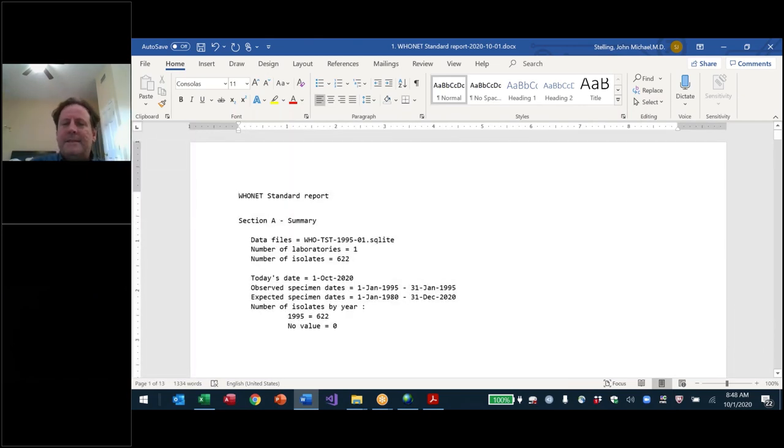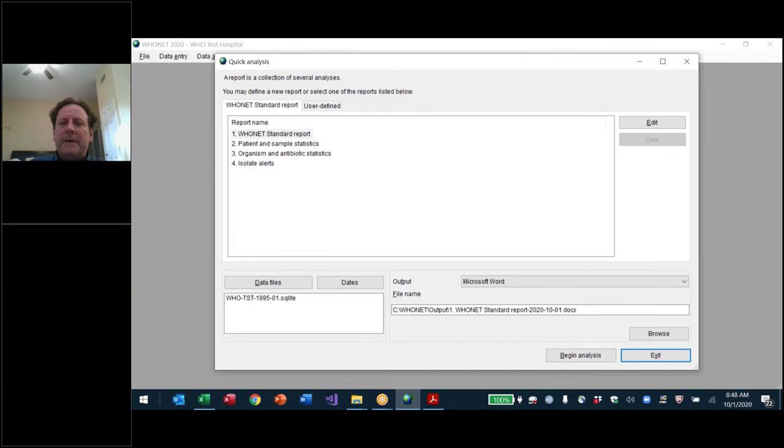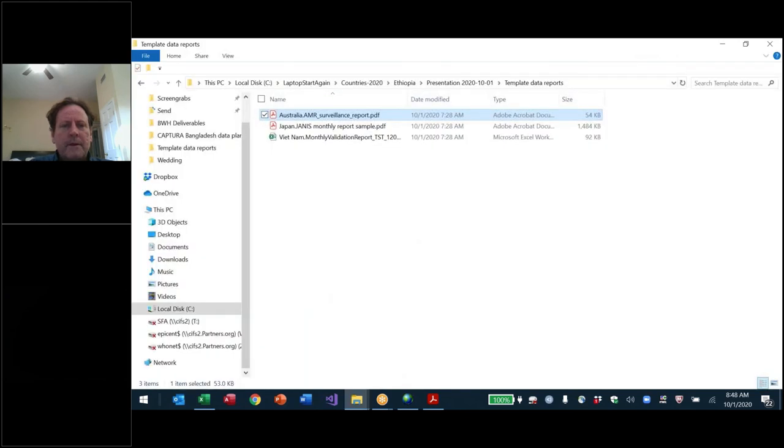So I like the content, but I prefer the Australian formatting. So in the next several months, you're going to see an improvement in the content and an improvement in the formatting. Eventually, it would be nice if people all over the world did not have to create their own reports from scratch. What we'd like is that we give them a nice WHONET standard report that they customize, they improve, they add their own text. We're trying to at least help you with the data preparation. So those are the three.